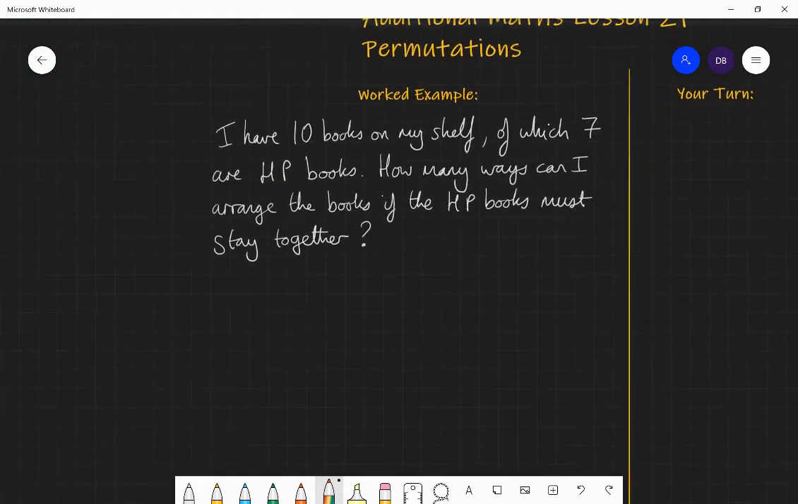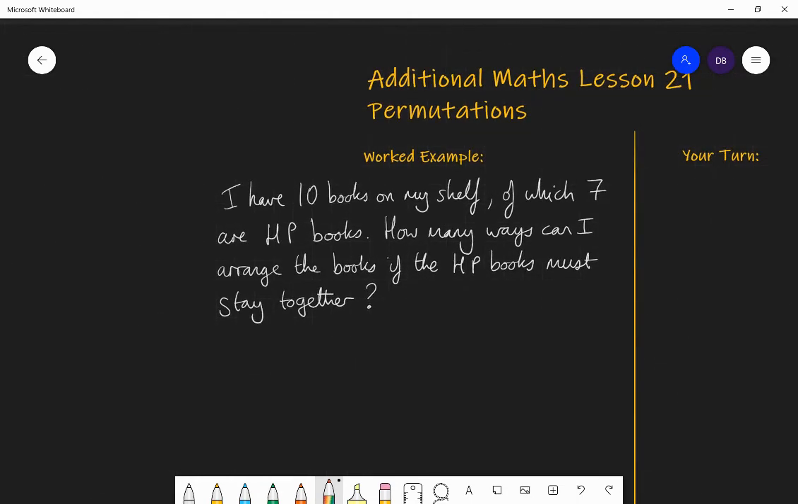Here's the last worked example. Honestly, I'm not obsessed by Harry Potter. I do like them. I have 10 books on my shelf, of which 7 are Harry Potter books. How many ways can I arrange the books if the Harry Potter books must stay together? I'm not saying that they need to be in the order 1 to 7, left to right. They can be in any order as long as they are together. There is no other book in between defiling the Harry Potter unit.